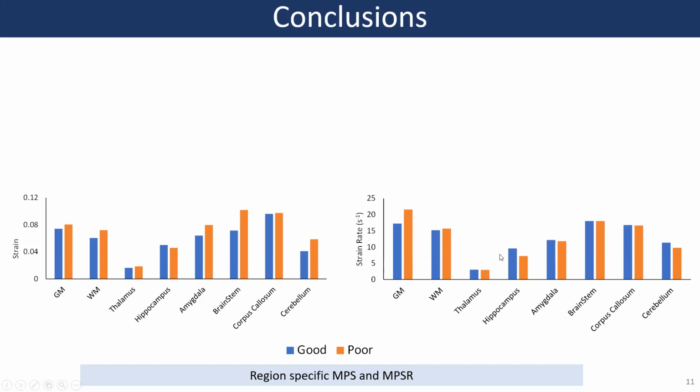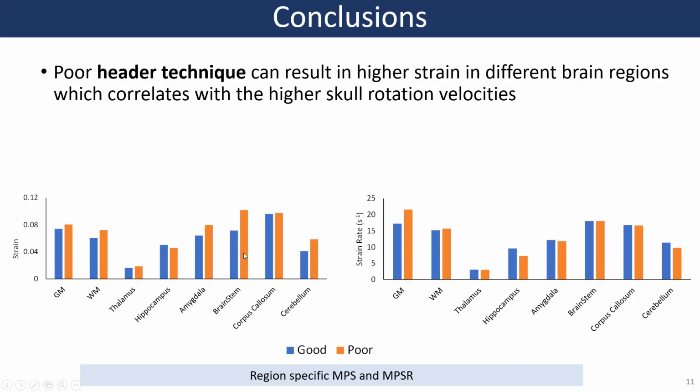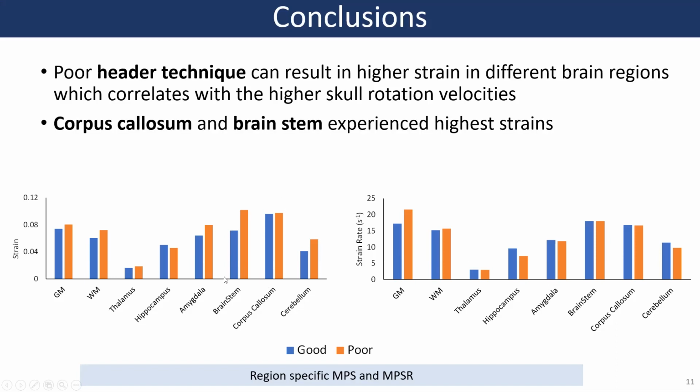And in all of these, what I see in general is that a poor technique will yield you a higher strain, and that can be correlated with the higher skull rotation velocities that we measure using sensors. And second thing is also that we see much higher strains in brainstem and corpus callosum. But again, another thing to keep in mind is these are just two headers. These are not very statistically significant, but this is what we get from the analysis.